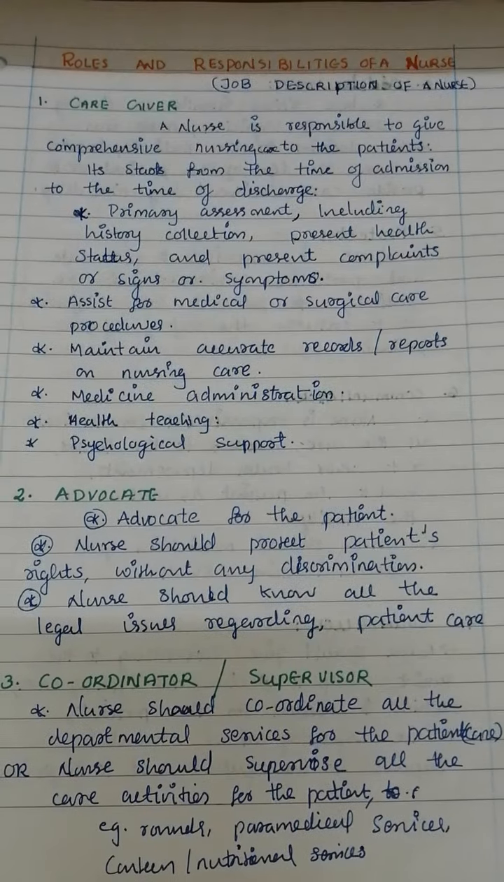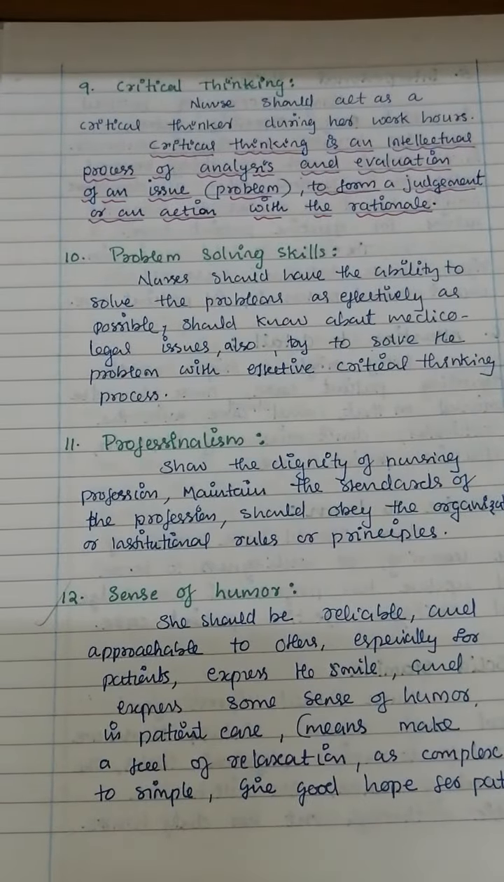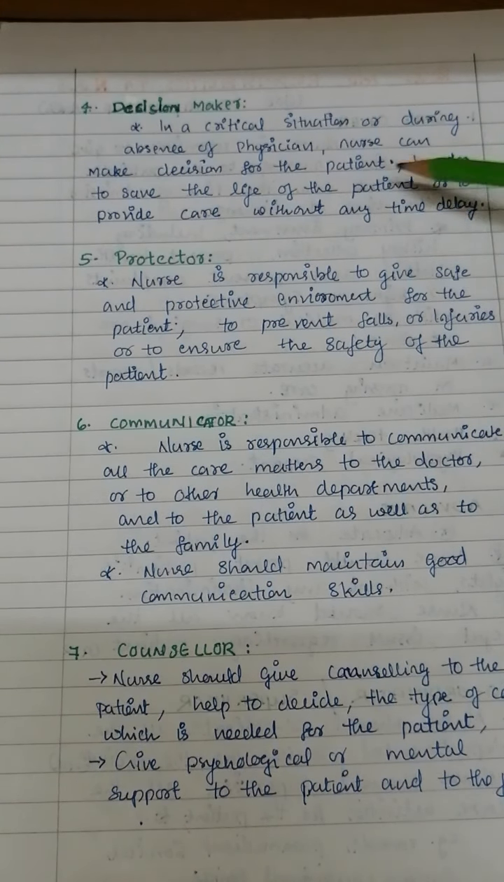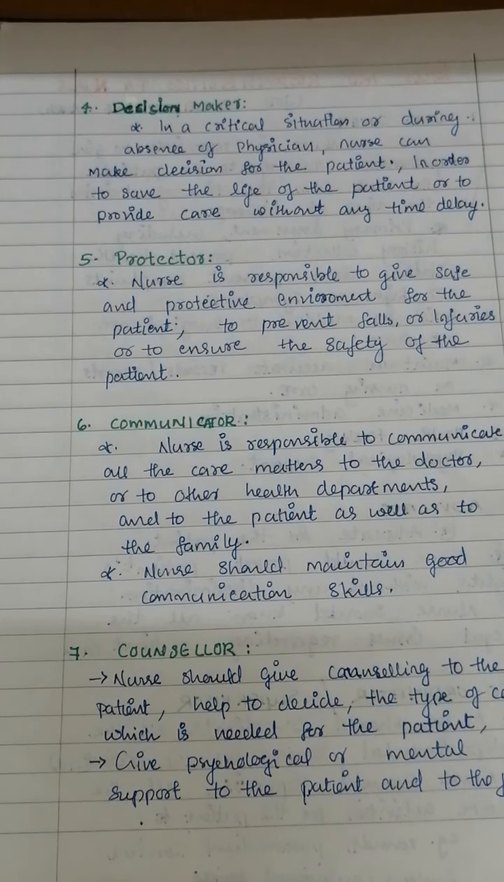Then the next role of a nurse is decision maker. In a critical situation or during the absence of a physician or doctor, a nurse can make decisions for the patient in order to save the life of the patient or to provide care without any time delay. So here the nurse should act as a decision maker for the patient.